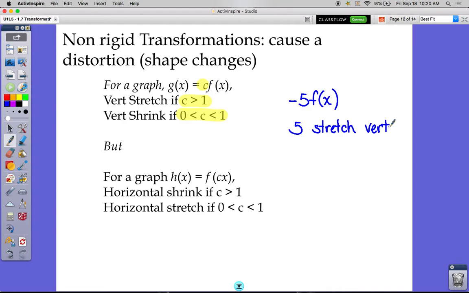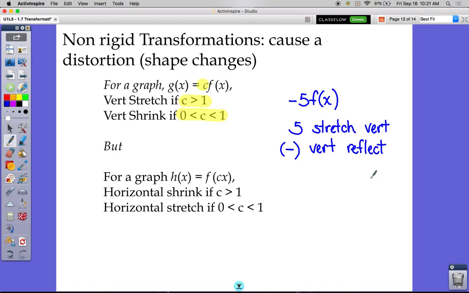But we cannot take a look and say that's negative 5 though, because what does the negative do? It is going to reflect. You have to take those two as two separate transformations. We look at the number itself, so you almost want to look at the absolute value of the number to decide whether it's vertical stretch or shrink. If it's more than 1, it's going to stretch. If it's less than 1, or basically between 0 and 1, it's going to be a shrink.